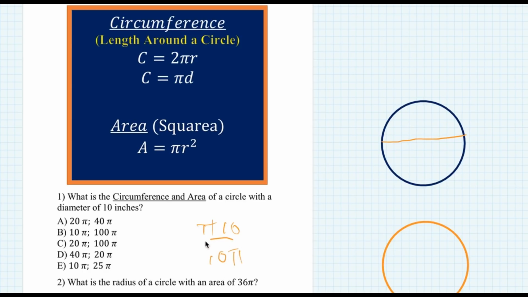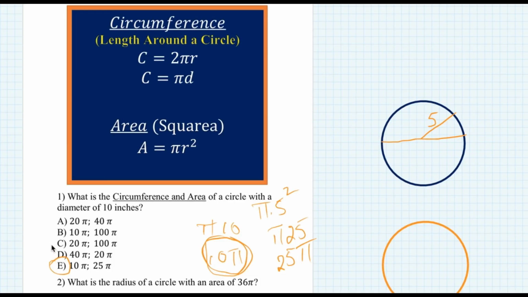That is the circumference of the circle. What's the area of the circle? The radius of the circle is always half the diameter, so the radius of the circle is 5 inches. And the area is pi times the radius squared, or pi 5 squared, which is pi 25, which should be 25 pi. Maybe they'll fix that formula someday. Okay, so 10 pi is the circumference, 25 pi is the area. That would be answer choice E.